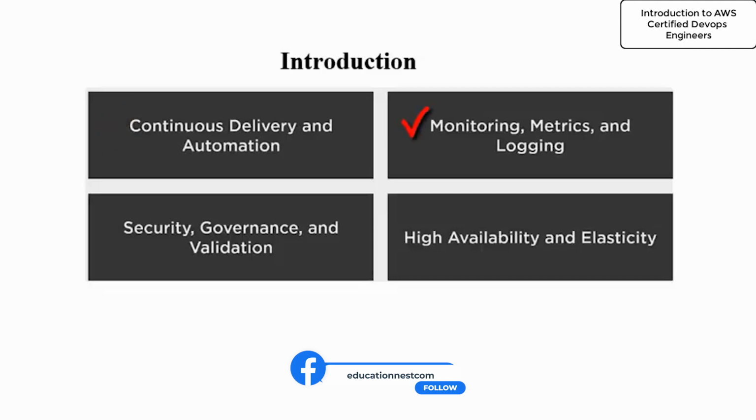And the second block is monitoring metrics and logging. In this block we will learn how we can configure monitoring and create metrics for monitoring of the resources in AWS, as well as deal with logging information. So how we can create a logging portal, or use CloudTrail or CloudWatch for monitoring and logging purposes. We will discuss that in detail when this block is covered. So these two things are done.